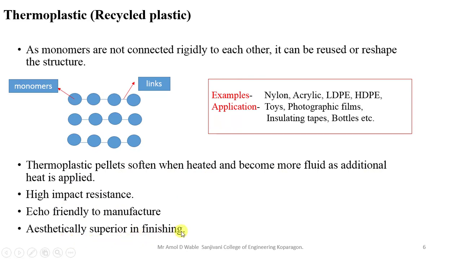Examples of thermoplastics are nylon, acrylic, LDPE, that is low density polyethylene, and HDPE, that is high density polyethylene. Applications for these are toys, photographic films, insulating tapes, bottles, etc.